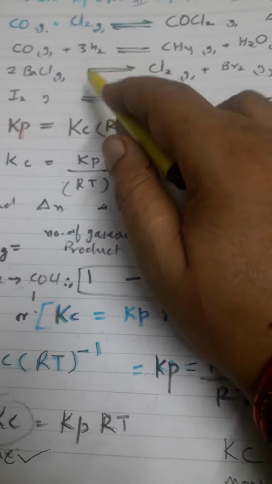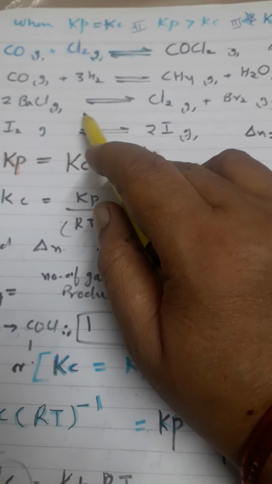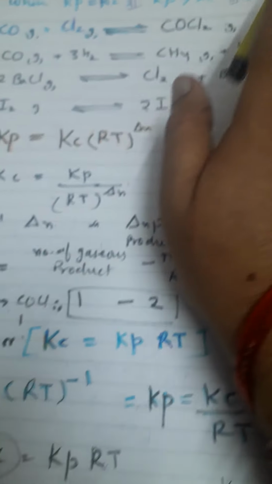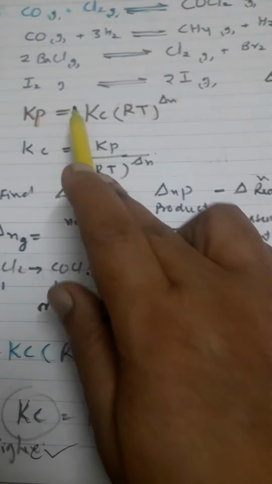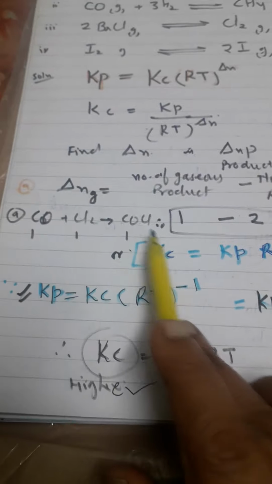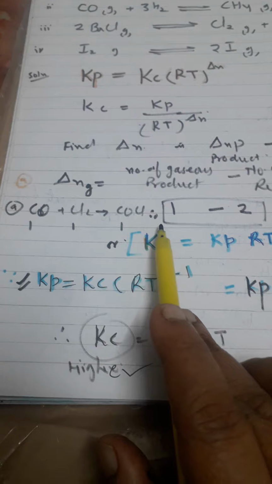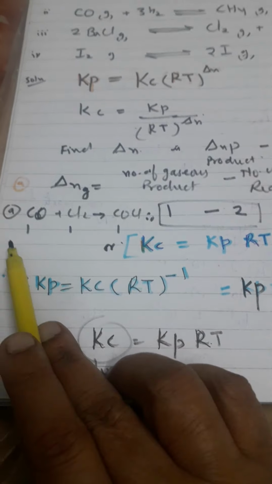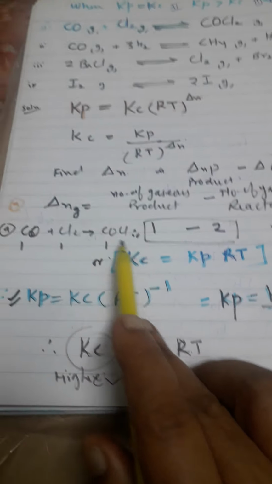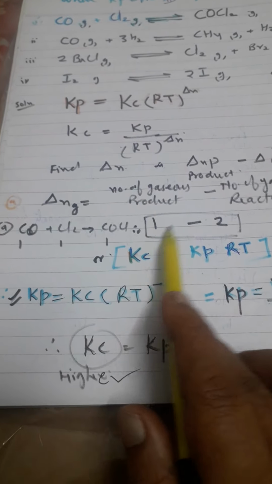Write down all these 4 reactions, and we have to find out where Kp is equal to Kc, or less than Kc, or more than Kc. Okay, so we have to write down Kp is equal to Kc RT^Δn, and then we'll check the number of moles of product and number of moles of reactant, and we have to find the difference between them. So product we write down first and then reactant.